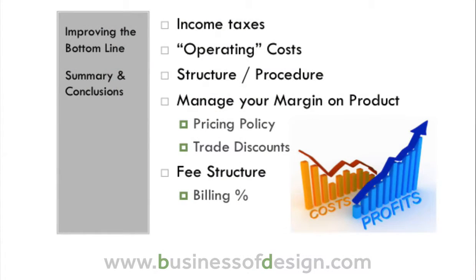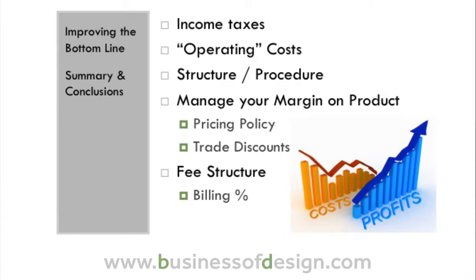So really the summary about improving the bottom line is this. You can look at taxes, you can look at operating costs, especially the recoverable ones. I would say that's where the easiest low-hanging fruit is. Look at your structures and procedures and get better systems in place, better procedures, better process.